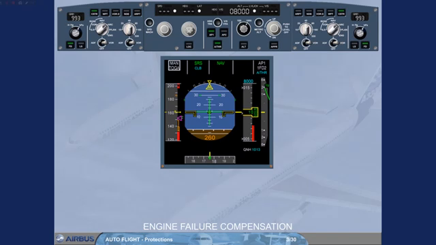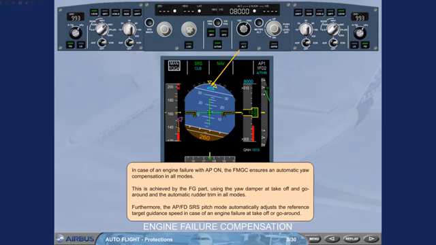In case of an engine failure, with autopilot on, the FMGC ensures an automatic yaw compensation in all modes. This is achieved by the flight guidance part using the yaw damper at takeoff and go around, and the automatic rudder trim in all modes. Furthermore, the autopilot flight director SRS pitch mode automatically adjusts the reference target guidance speed in case of an engine failure at takeoff or go around.